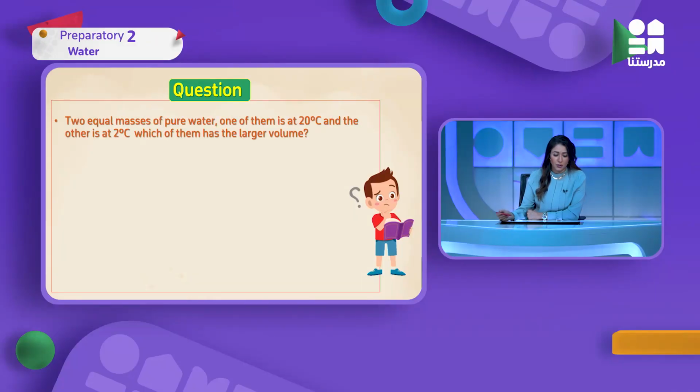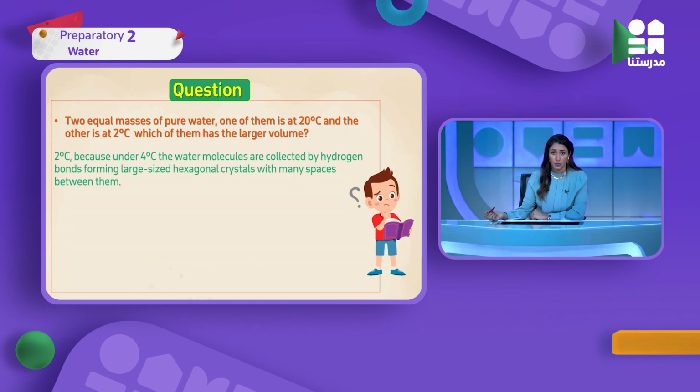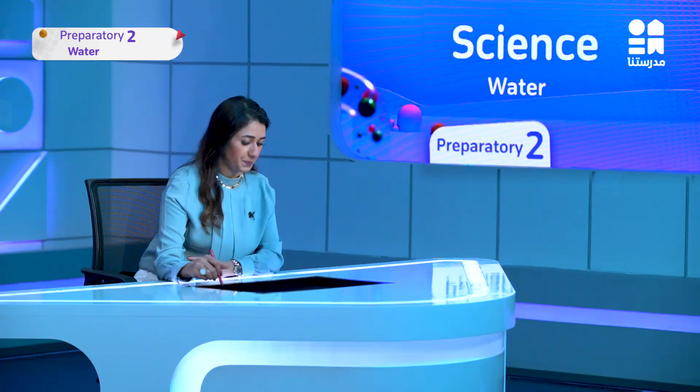طيب أول question بيقول لي two equal masses of pure water. One of them is 20 Celsius and the other one is 2 Celsius. Which of them has the larger volume? Of course, 2. طب why? Because under 4 Celsius, the water molecules are collected by hydrogen bonds, forming large-sized hexagonal crystals, as we saw before, with many spaces between them. يبقى أكيد اختيارنا هيبقى 2 Celsius, not 20. Because 20, this means that water is in its liquid state. Okay, so the volume will be less.